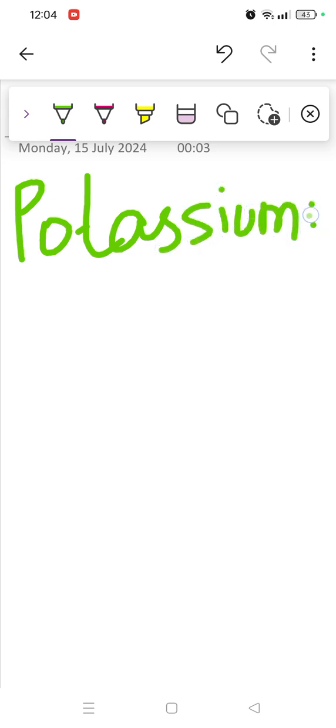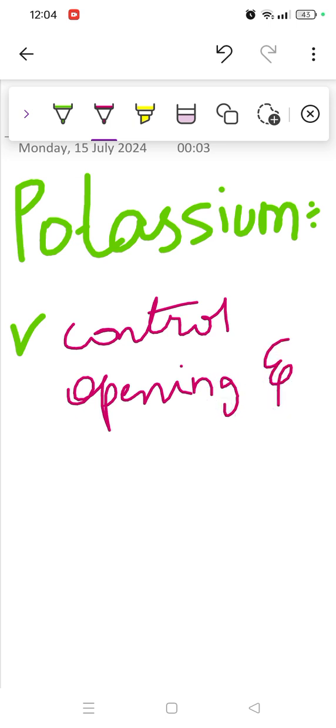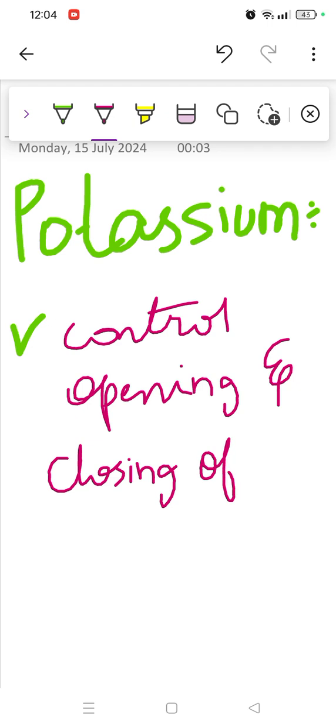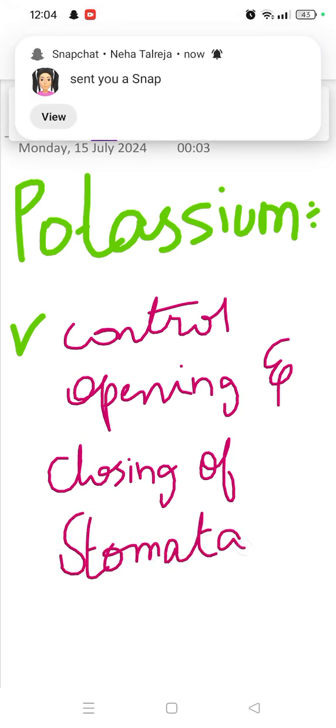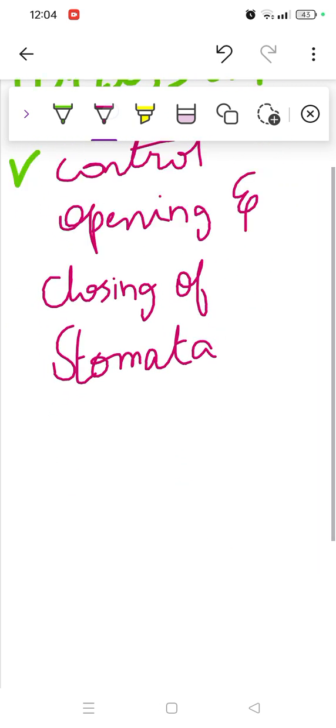So let's start. First thing, potassium helps in a lot of things. This is quite important because it helps control the opening and closing of stomata. Then, in that, we have so many types. So let's start with the first one.